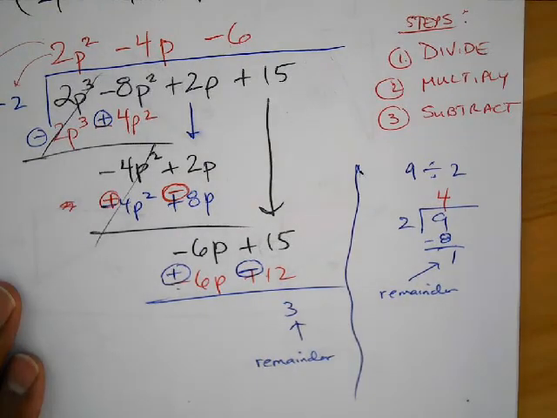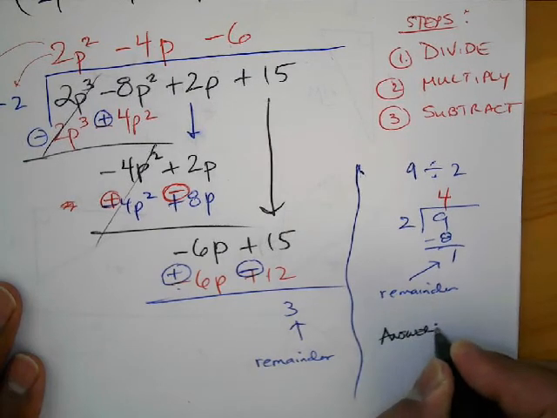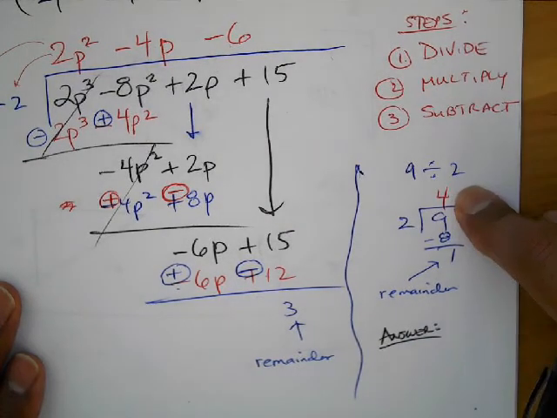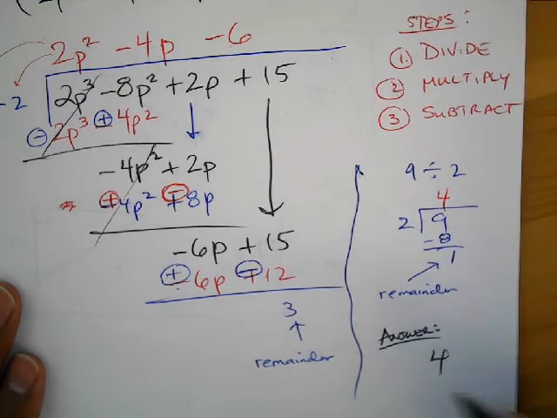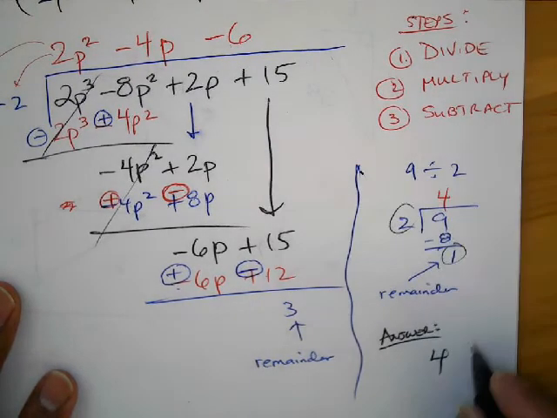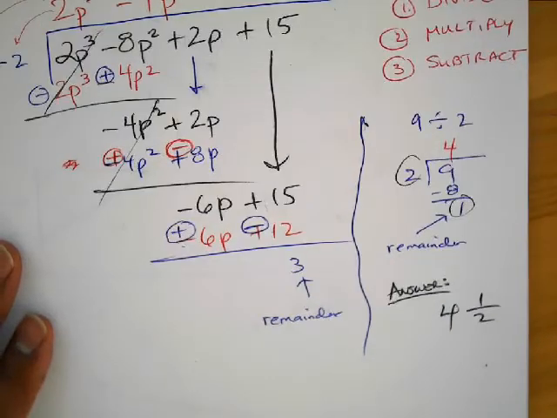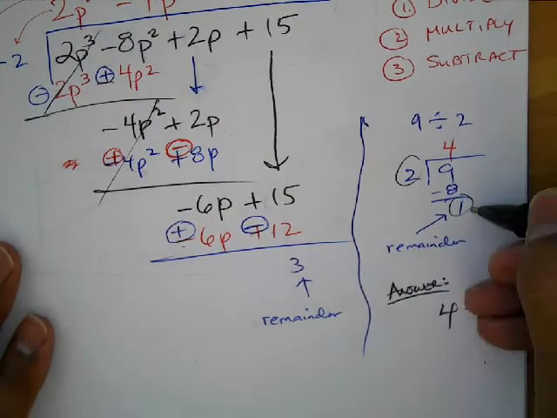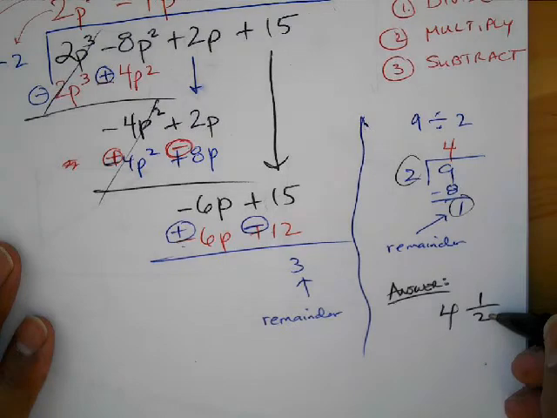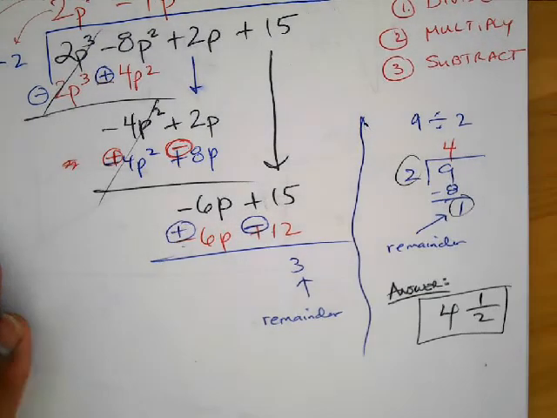Another way to write this is the answer is, here, the way you're going to see it now written is 4, which is this part, the 4. And then if you remember, anybody remember doing the remainder over the divisor? 4 and 1/2, like that. You put the remainder over the divisor, and that's the quotient, right? This would be another form of writing this answer.